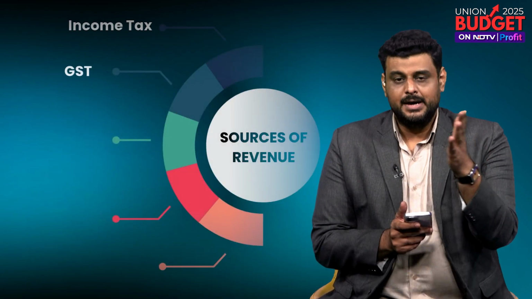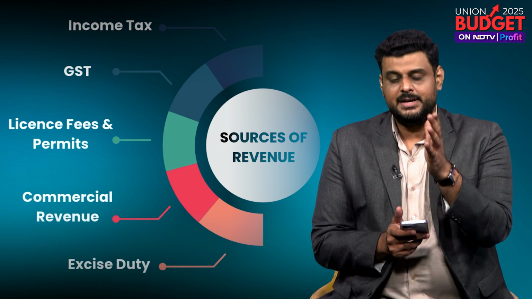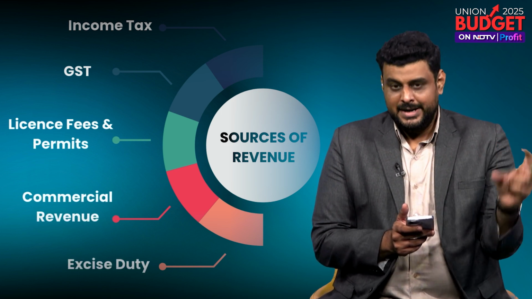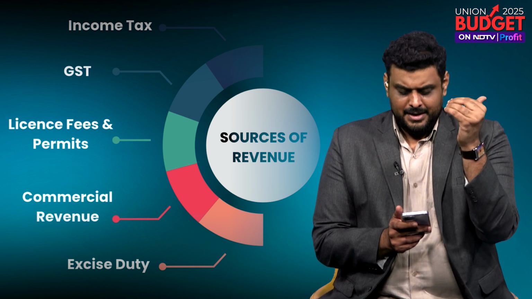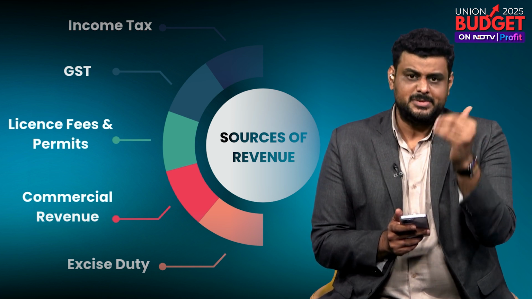So in short, there's tax revenue and non-tax revenue. Tax revenue is stuff that you understand, which is income tax and GST. Non-tax revenue includes fees, dividend income, profit, interest on loans as well as loan recoveries, and finally disinvestments by the government in public sector companies.